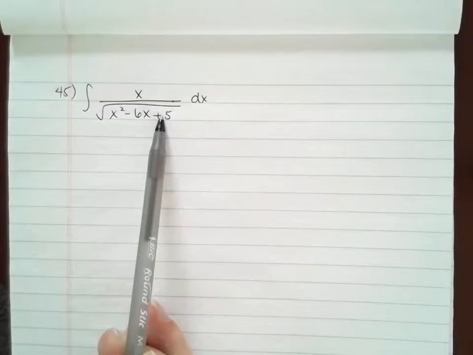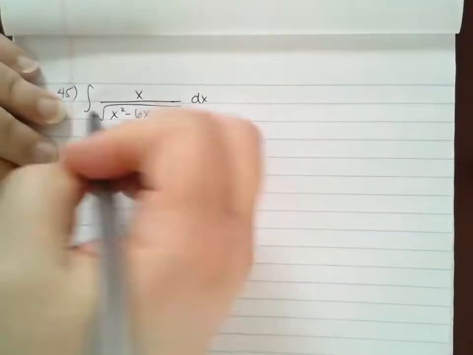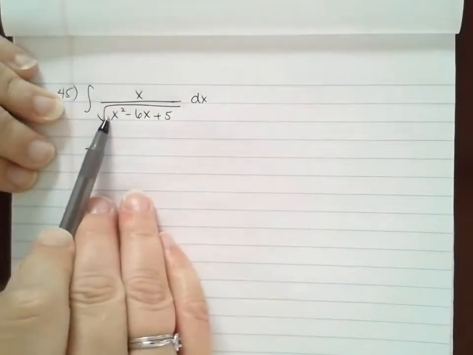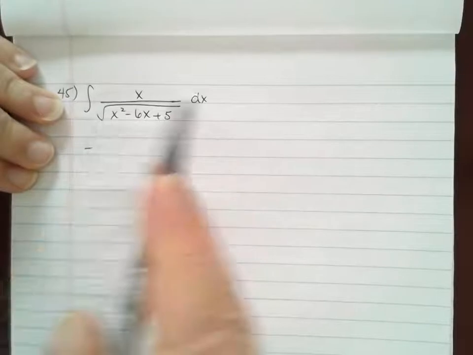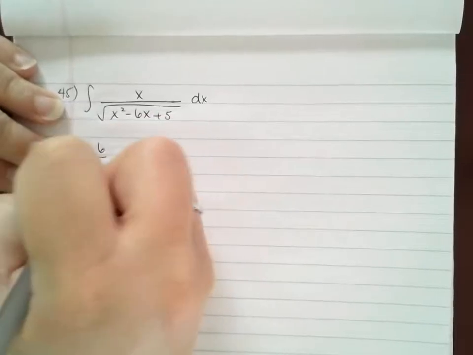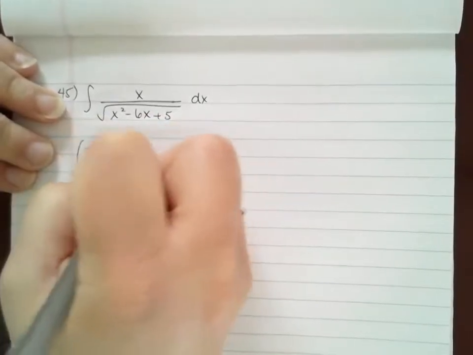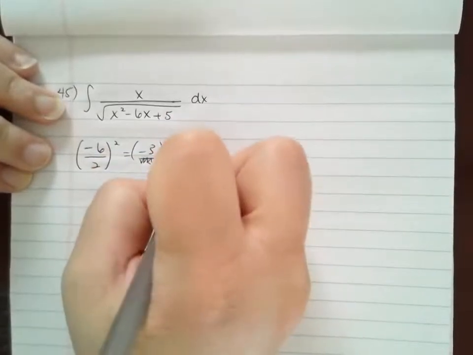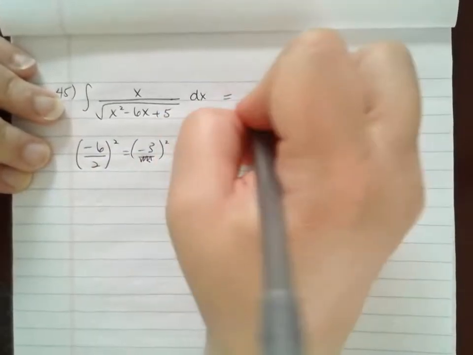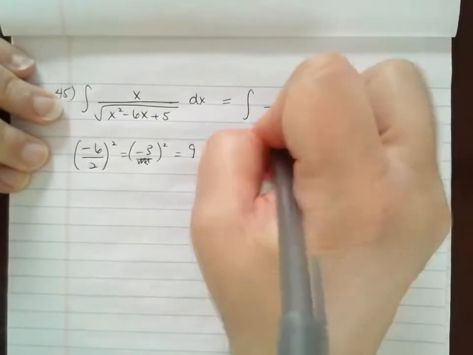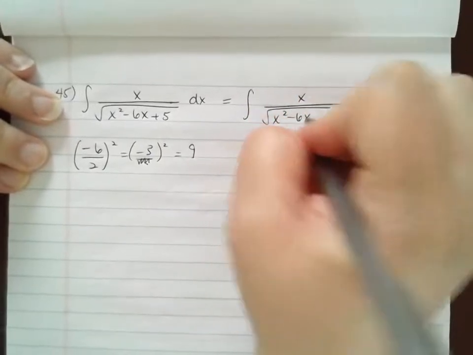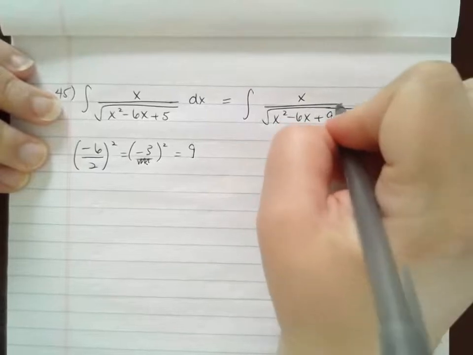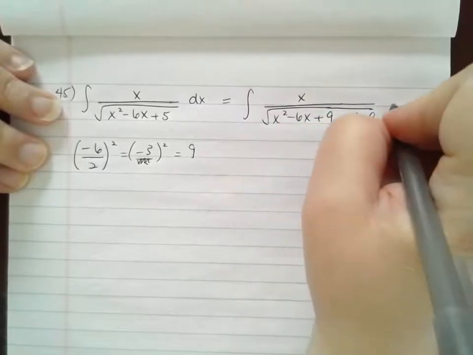if I did completing the square. First thing you have to realize is that the coefficient here is 1, so we're good to go there. Take your b term divided by 2 and square it. And I get 9, which means that I need a 9 here, and I will balance it with a minus 9 afterwards.